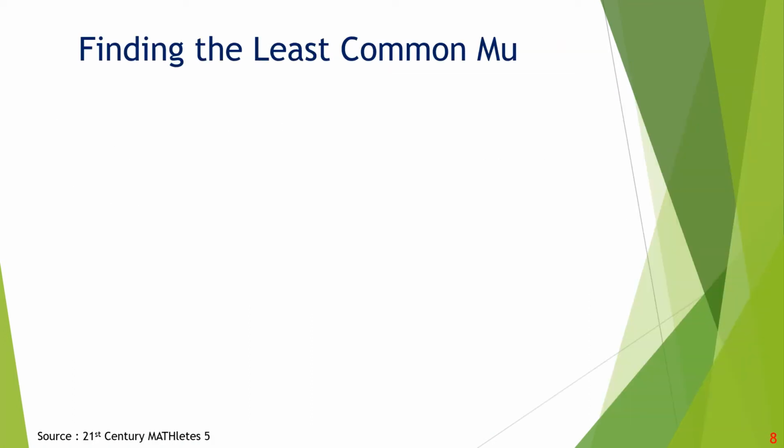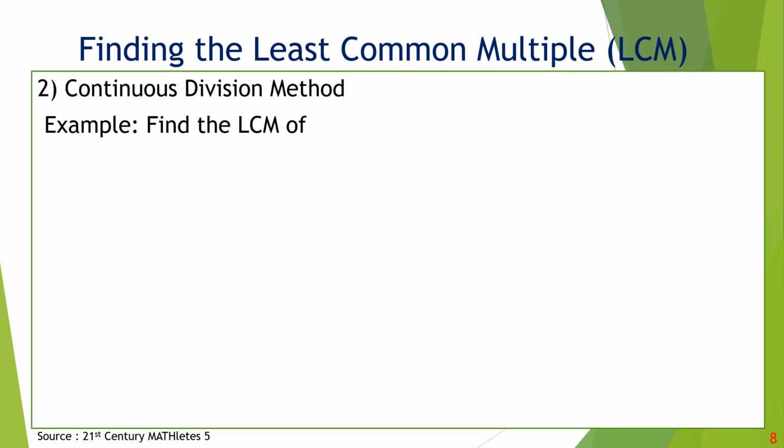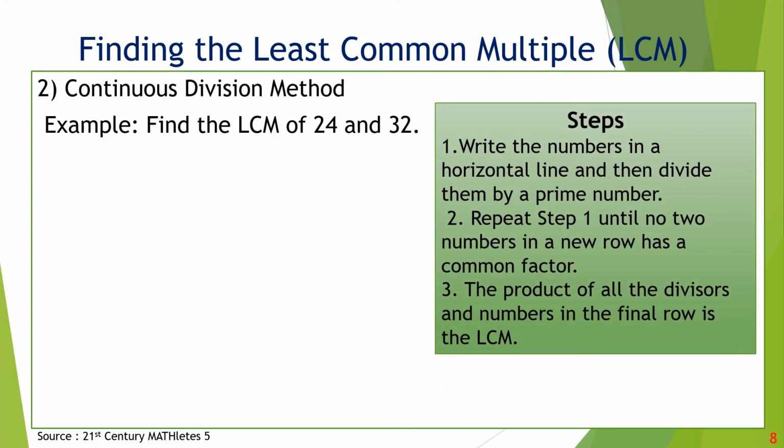Ngayon naman po ay gamitin natin ang continuous division sa pagkuha po ng LCM. So example, find the LCM of 24 and 32. So susundan po natin yung steps. Number 1, write the numbers in a horizontal line and then divide them by a prime number. Number 2, repeat step 1 until no two numbers in a new row has a common factor. Number 3, the factors of all the divisors and numbers in the final row is the LCM.